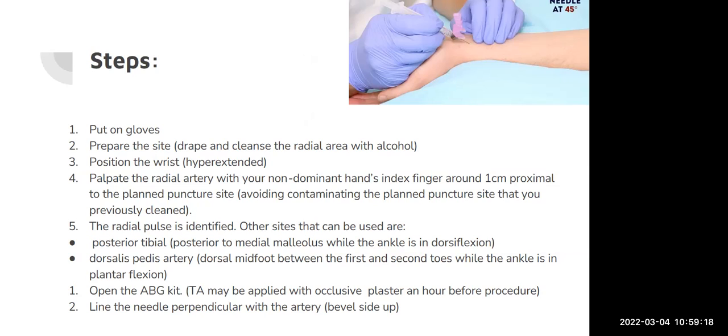So if the radial pulse is identified, we can puncture the skin. And other than the radial artery, we can also use the posterior tibial artery or dorsalis pedis artery for ABG, for arterial blood gases. And then once we identify the radial pulse, we have to open the arterial blood gas kit.